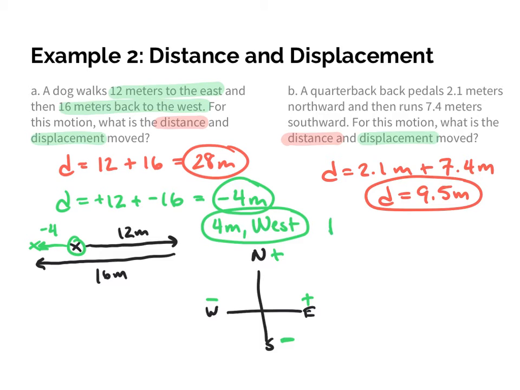When I look at displacement, again, I'm going to pay attention to direction. So it is 2.1 meters north, 7.4 meters south. Okay, so north, think of that as positive, south as negative. So the displacement here would be 2.1, which would be positive, plus my southward motion of 7.4, which would be negative. And what I'm then going to do is add those things together, paying attention to the direction that they move, which will result in negative 5.3 meters, which means in terms of north and south, that the quarterback ended up 5.3 meters to the south.